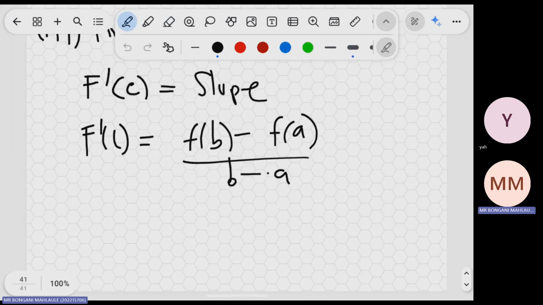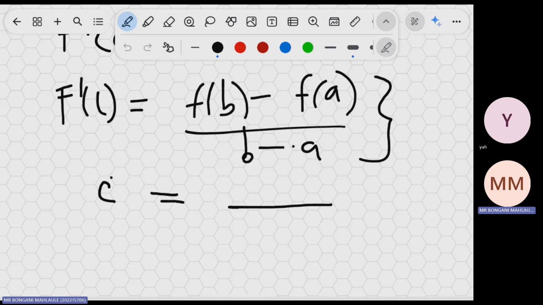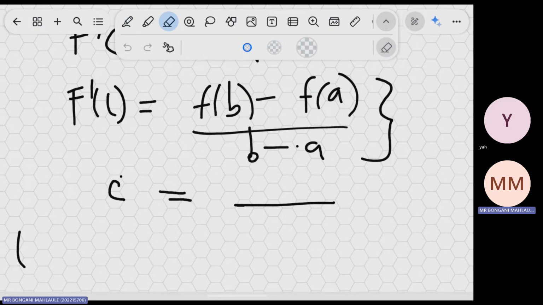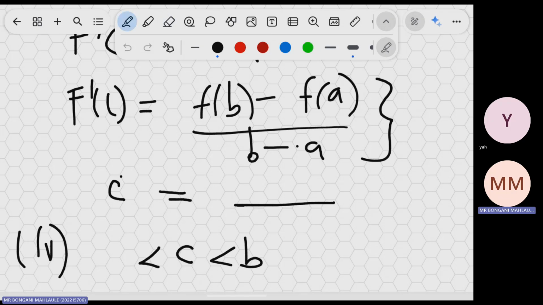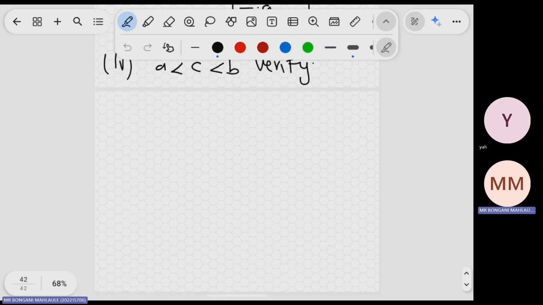Then the last thing will be to check. After doing this, you will get the value of c. If the value of c exists, then you go to the fourth condition, and then you verify if c is between a and b. So you just have to follow the steps, and then you get the answers. So let me start with the first one.